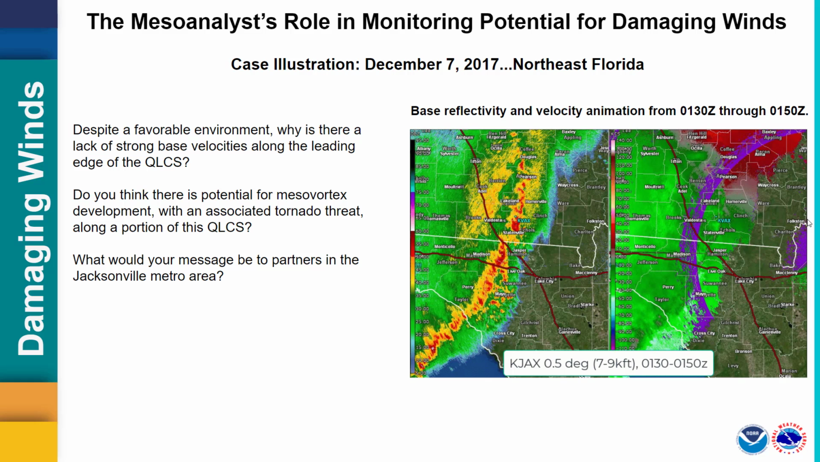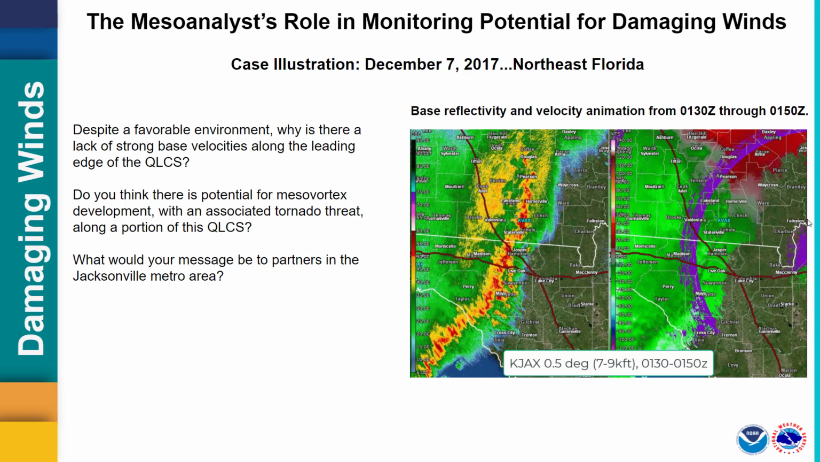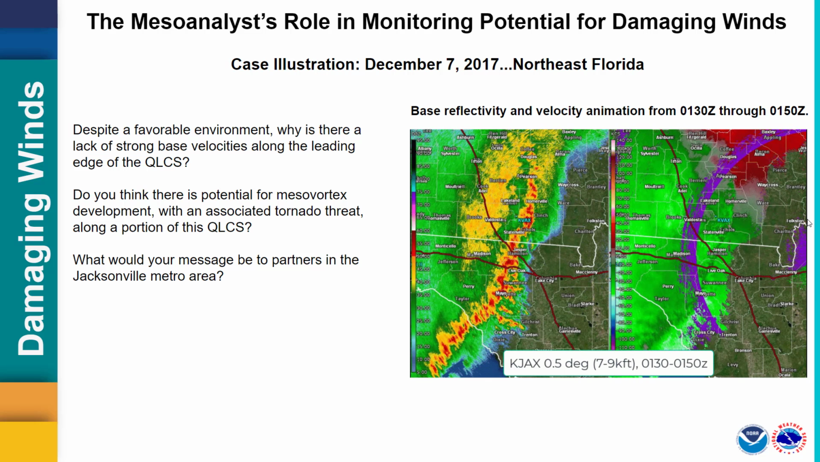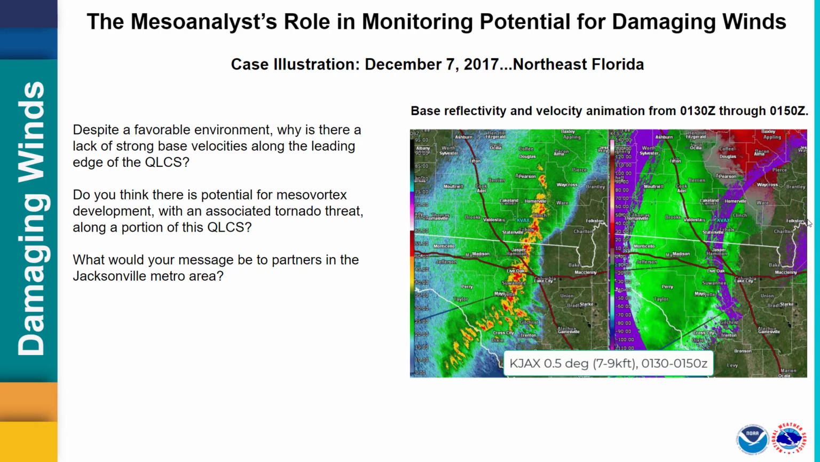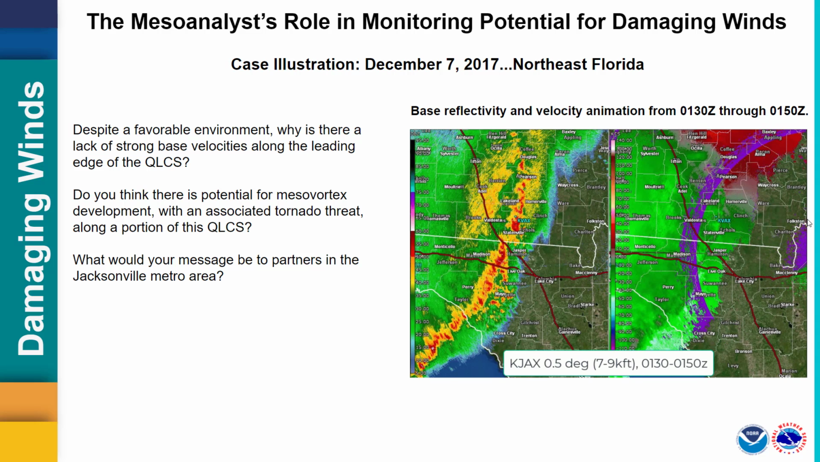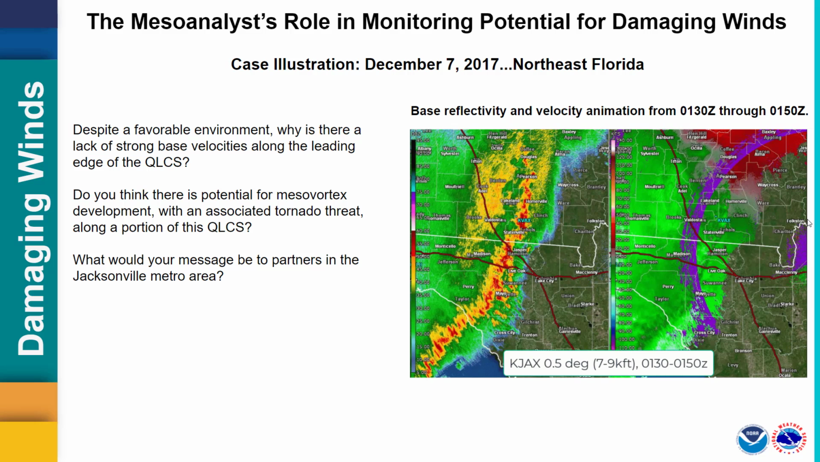Think for a moment how you might answer these questions. The first one is likely toughest. Reflectivity imagery has some clues to potential damaging winds along the line. Note the breaks in between the cells and the southeast to northwest extension of the cells.